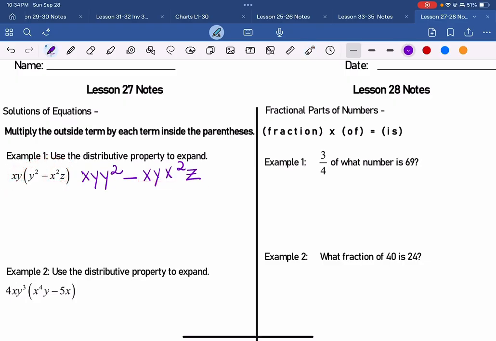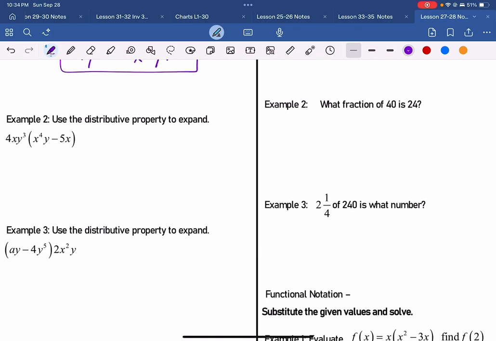Okay, now it's time to clean this up because you'll notice there's some duplicates. You shouldn't see 2 y's. You shouldn't see 2 x's. That means they can be multiplied. They can be simplified or combined because this right here becomes xy cubed, right? Because there's an imaginary 1 here and 2 plus 1 is 3. Then we're going to put our minus sign. This will become x cubed yz, right? Because there's a 1 here and then a 2 here. 1 plus 2 is 3. Now we're finished. When there's no duplicates in variables, then we're finished.